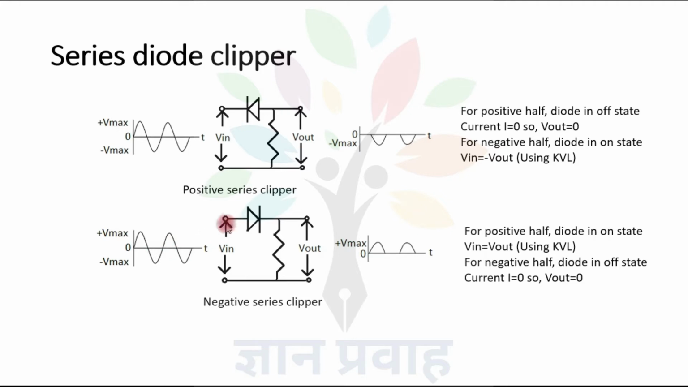For the negative half, this terminal is negative, this one is positive. This terminal is negative means this PN junction diode is operating in off state. It means there is no current conduction. No current conduction means V out equals 0. So negative halves are clipped off.